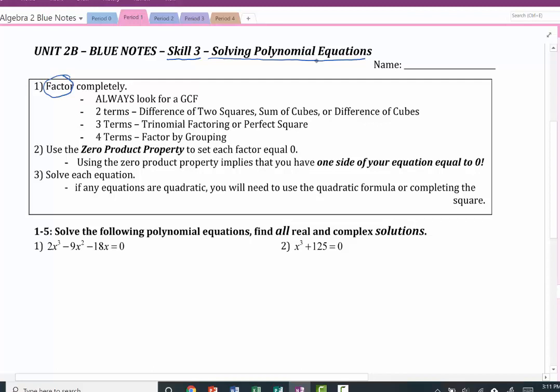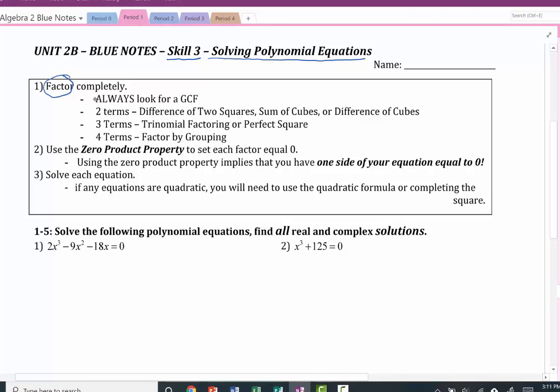Now, slight disclaimer here, there are other methods to solving polynomial equations, but we save those methods for when you are in pre-calculus. You will learn about other ways of solving a polynomial equation besides factoring. But in Algebra 2, we focus primarily on how you can solve. One option for solving a polynomial equation is through factoring. So that's what we will be doing in this video.